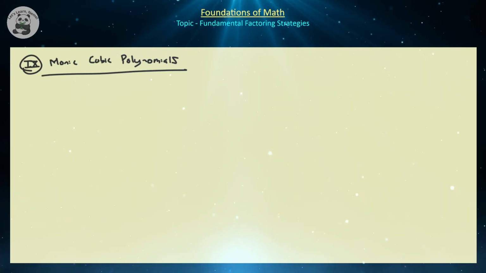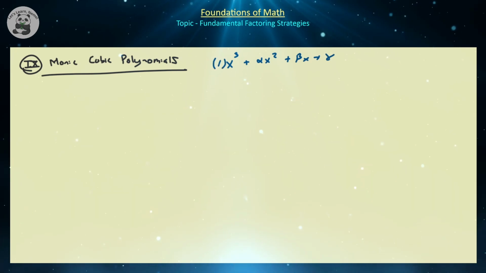The last method that I want to introduce today is a method called the method of monic cubic polynomials. So what we're going to be looking at is cubic polynomials of the structure x cubed plus alpha x squared plus beta x plus gamma, where alpha, beta, gamma are real numbers and the leading coefficient is 1. So is it possible to factor cubics provided that these numbers alpha, beta, gamma are nice? Let's assume that that is the case.